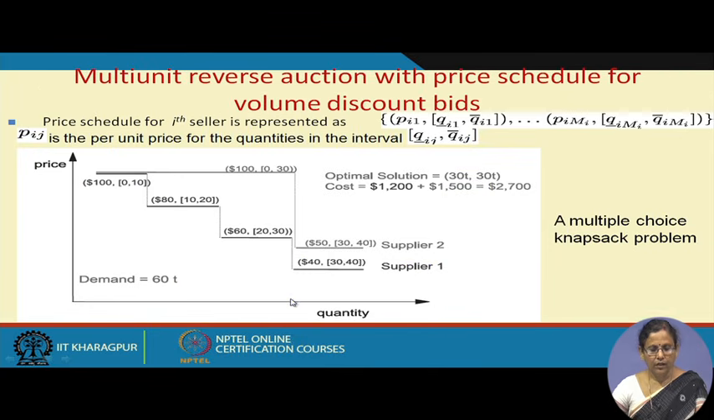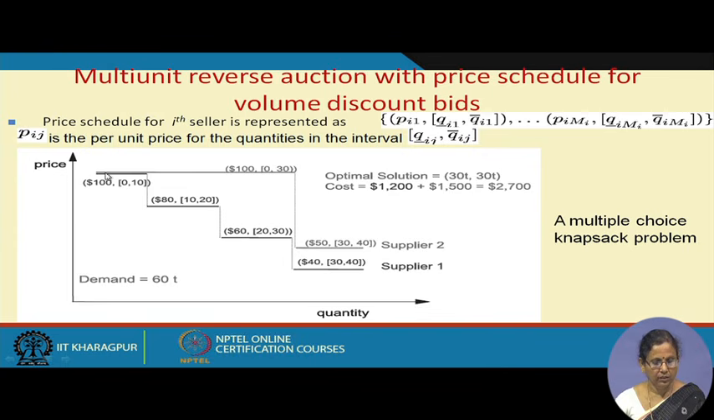Okay. So, now the situation becomes even more complex. The bid type is now complex. You have a multi unit reverse auction with price schedule for volume discount bid. Here the situation goes like this: everybody provides a bid of this type, they provide a price and a range within which this price is valid.